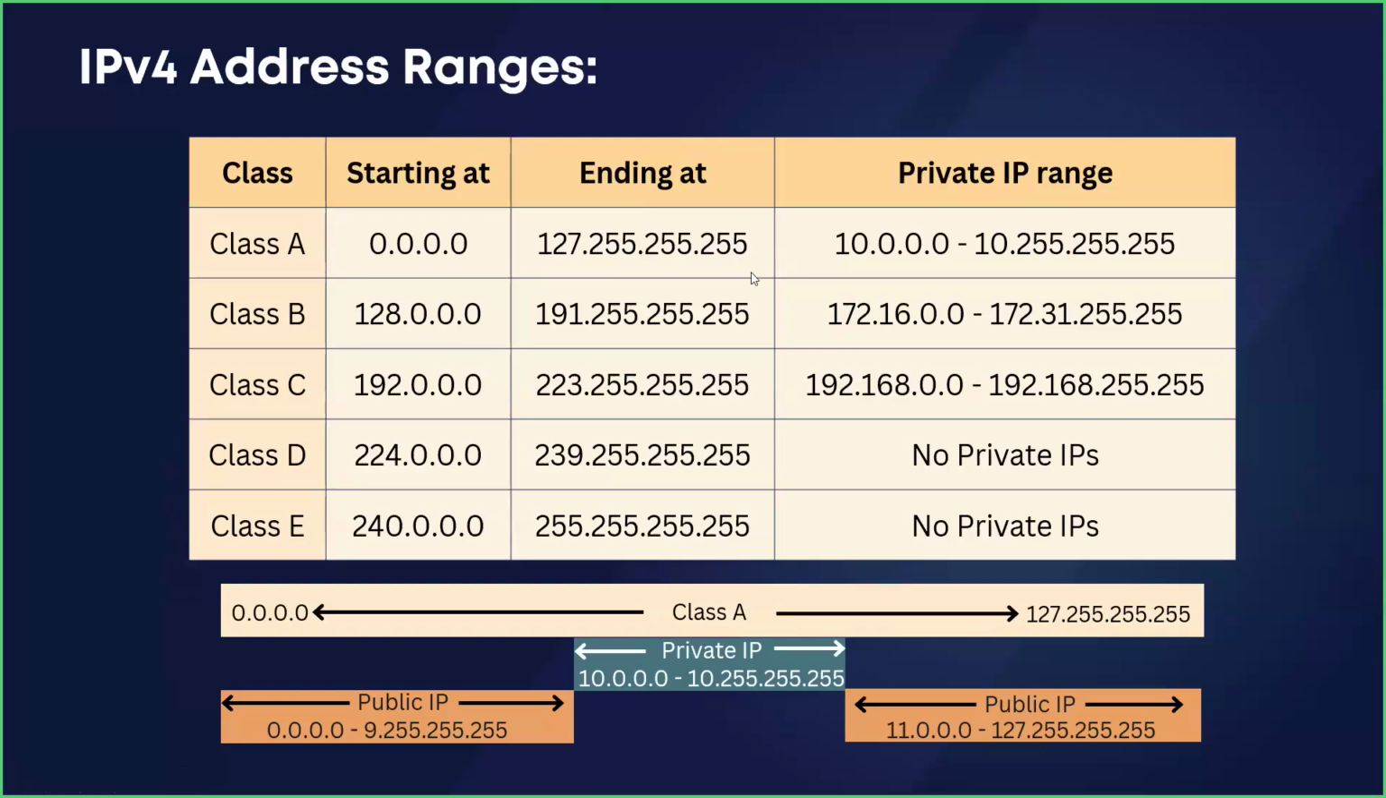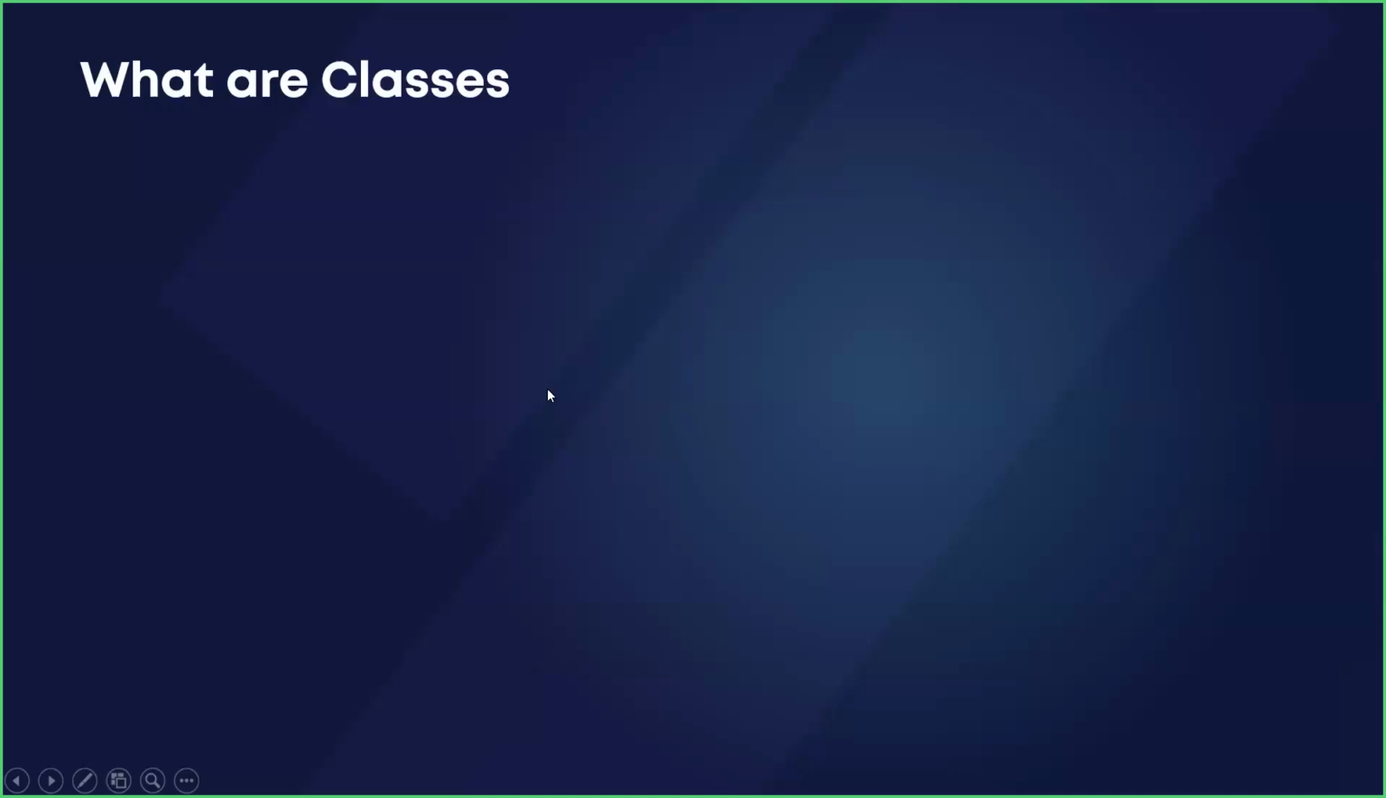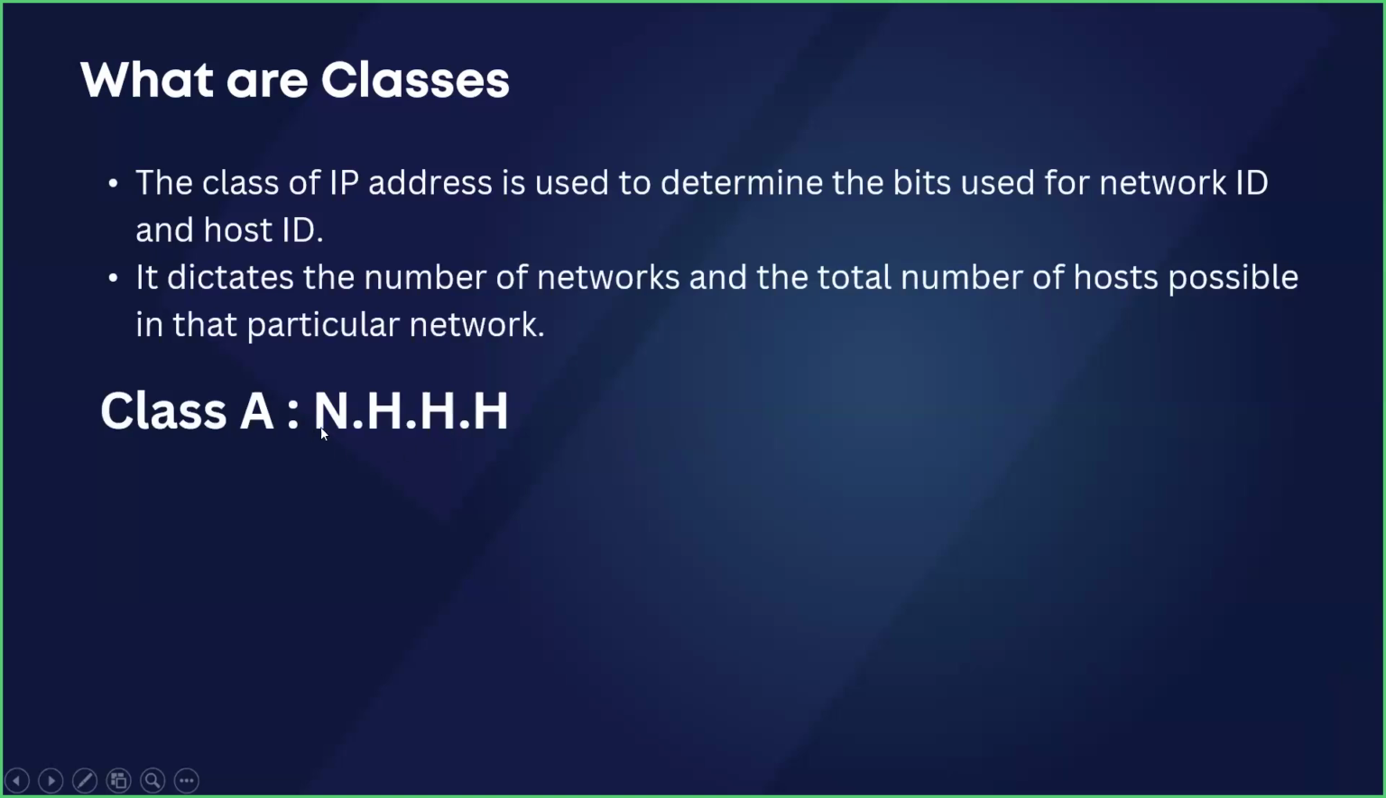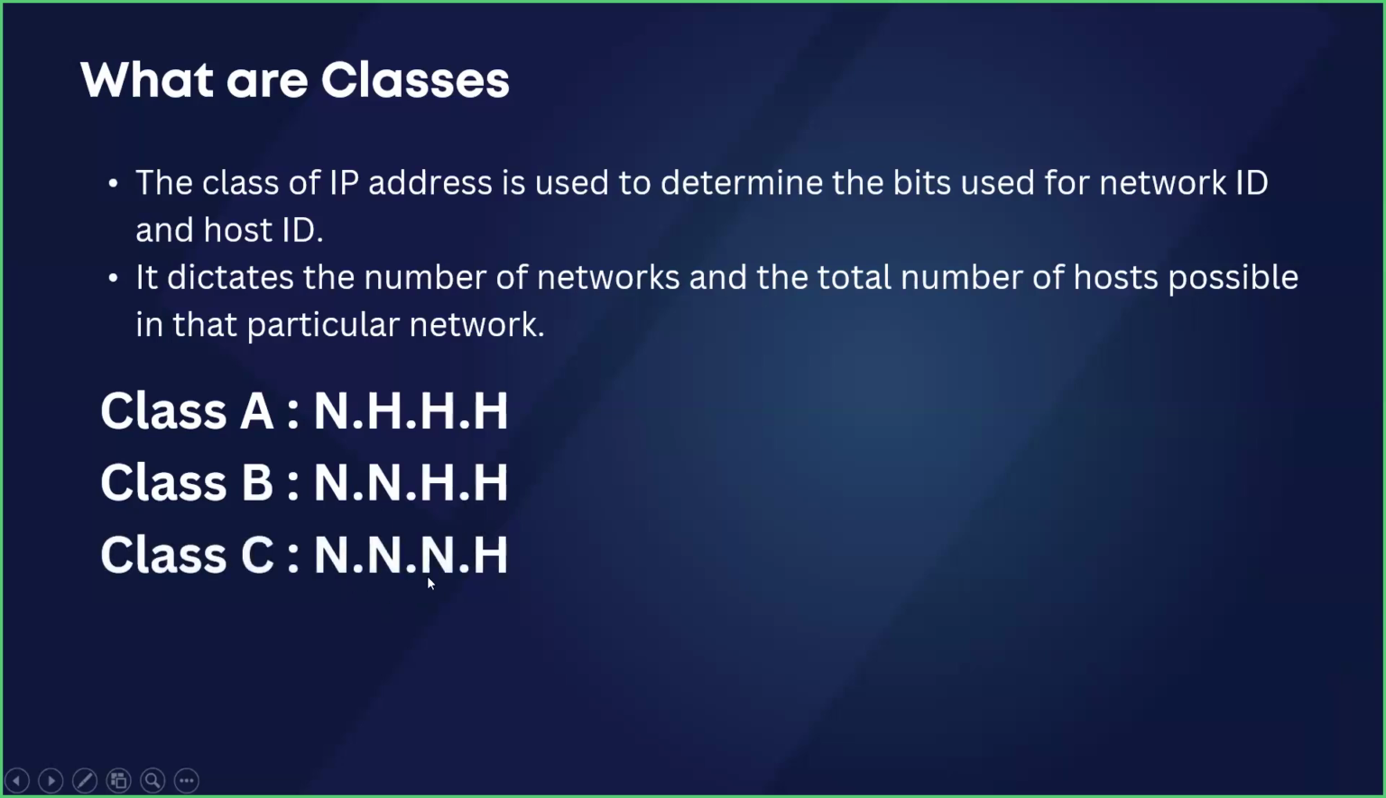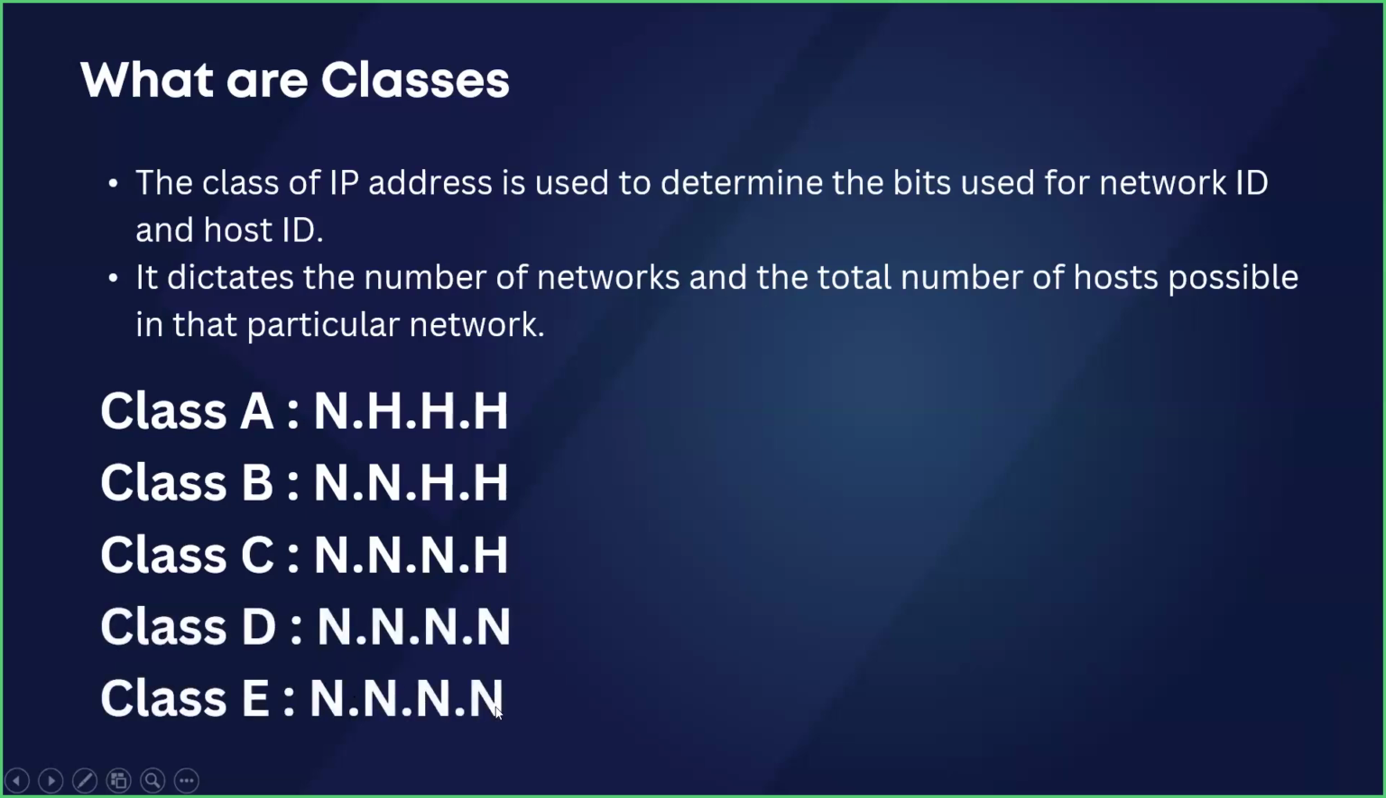But not each network is the same, guys. We have requirements for different network sizes, and depending on the requirement of a different network size, we have each class here. Each class has a unique number of network and host portions. Class A has one network portion and three host portions. Class B has two network portions and two host portions. Class C has three network portions and one host portion. Class D and Class E have four network portions each. If you notice, each class has an increasing number of network portions down the line.